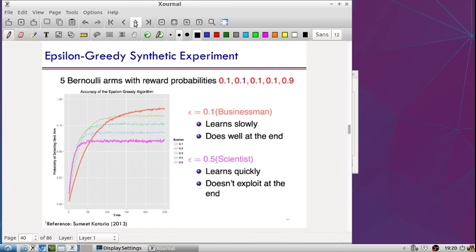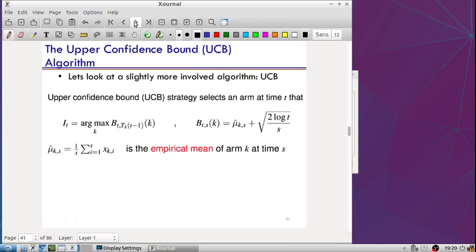Epsilon is the parameter of the algorithm. You just fix epsilon in this algorithm. You can maybe try to learn it. That's a different problem. Okay, so let's go over the next algorithm.